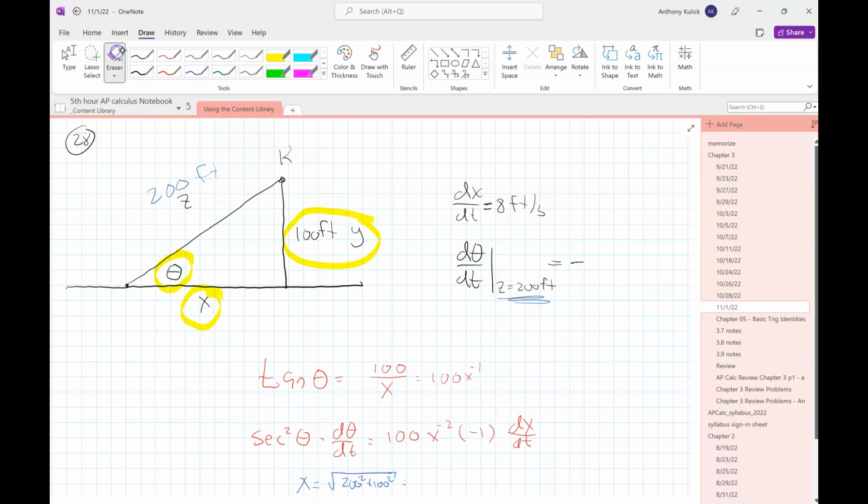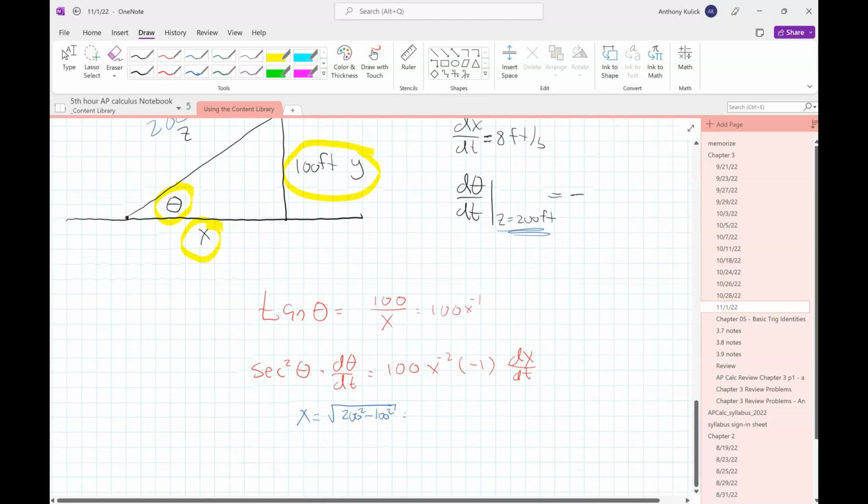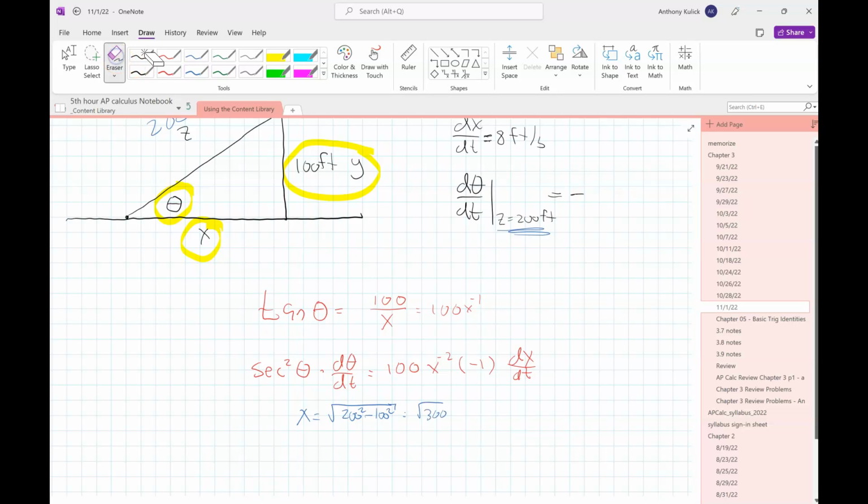Oops, that's not supposed to be plus though, right? That's a minus. So that's the what, square root of 300 then? No, not at all, Mr. Kulik. It's the square root of some big number. Let's not worry about it. Everybody's okay with that though?